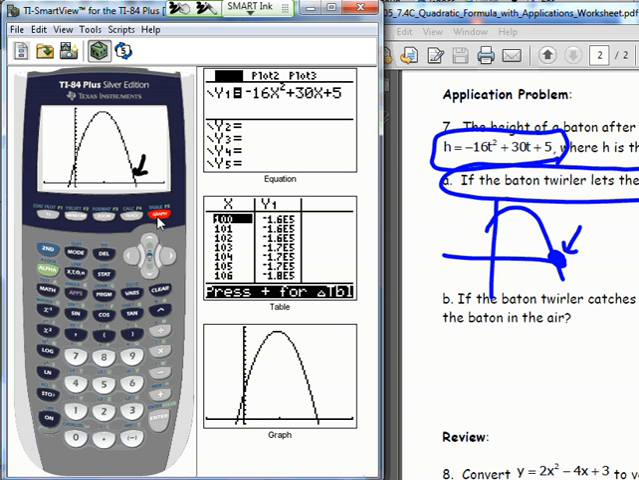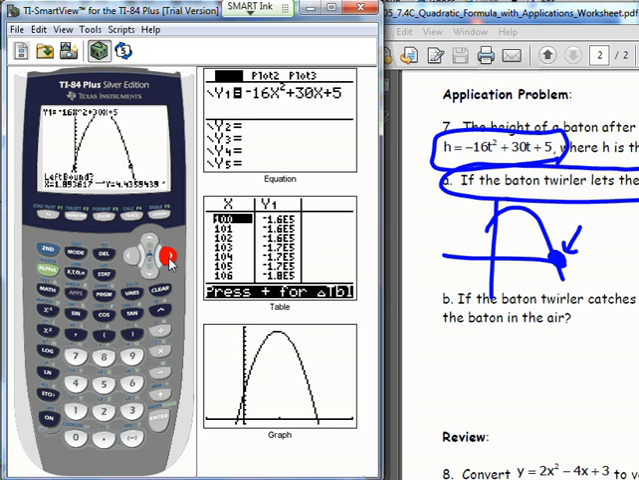It looks like it's about 2, just because I can see this mark is 1 and that mark's probably 2. I bet it's at 2. But I'll find out by using second calculate, the zero. Second calculate, zero is number 2. And it says left boundary. All right, so I'm going to put in that little wedge on my screen, just to the left of it.